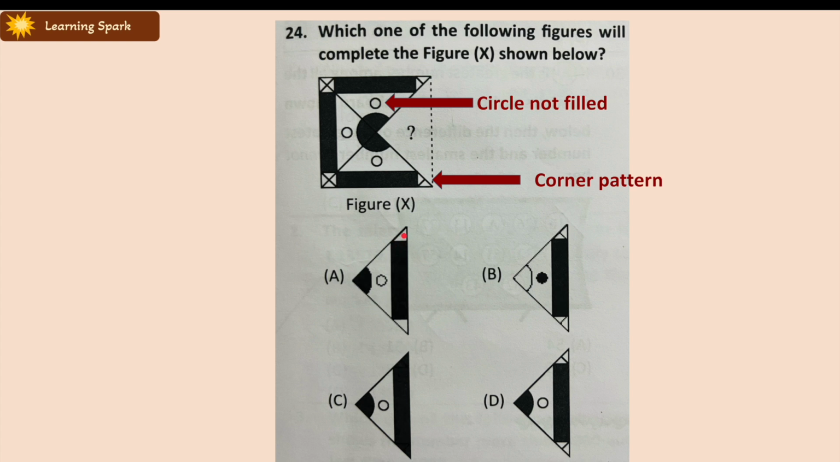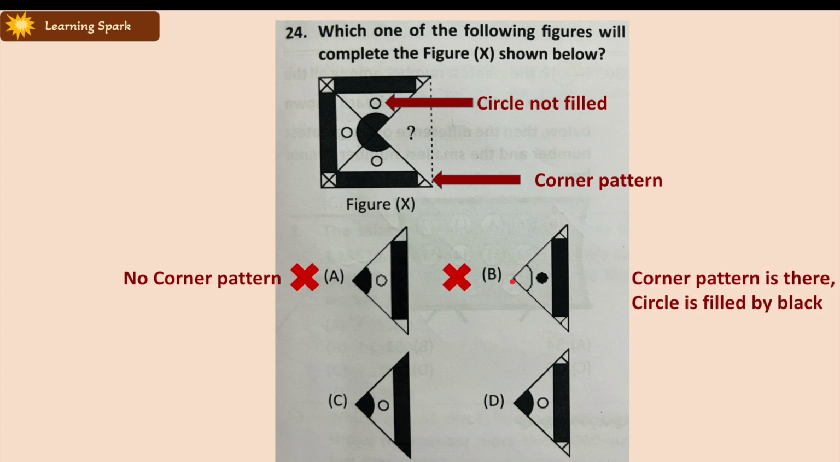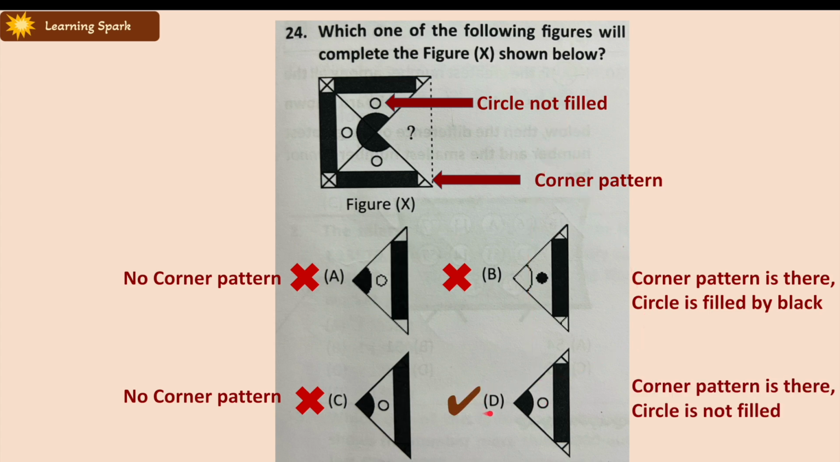In A you don't have the corner pattern, so that is not the correct answer. For B you have the corner pattern which can complete this, but the circle is filled with black color, which is not matching with the other circles. So this is not the answer. In C there is no corner pattern again. In D there is a corner pattern which can match this corner pattern, and there is a circle which is not filled. So this one is the correct answer.